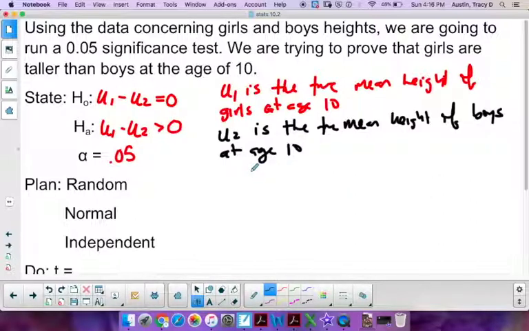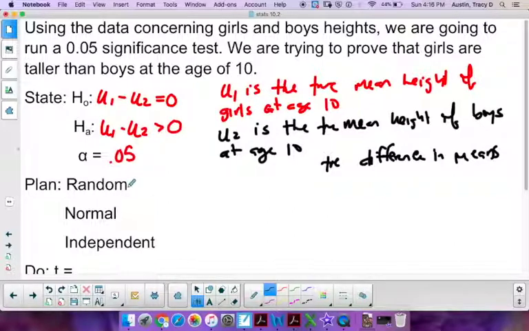So yes, you could put that in one specific statement. You just need to make sure that you put true difference in means instead of the true mean difference. This is what we kept saying before. True difference in means.